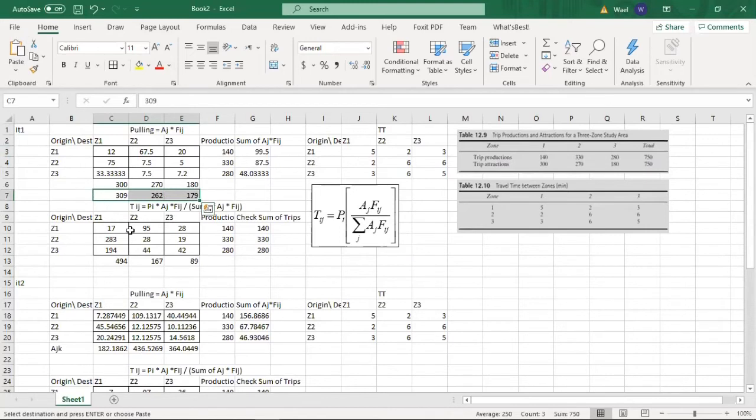We keep doing this until we reach a point where there is almost no change between the calculated attraction and the actual attraction. So this is one of the disadvantages of the gravity model, that you need to do some iterative work until you get to that point. Clear?